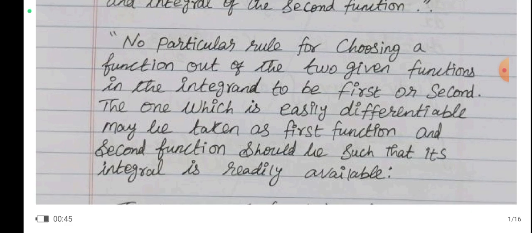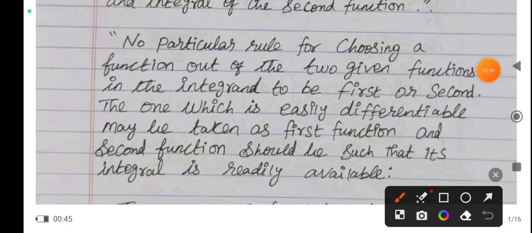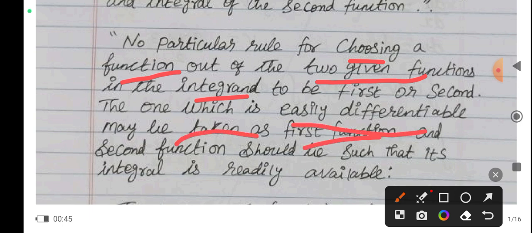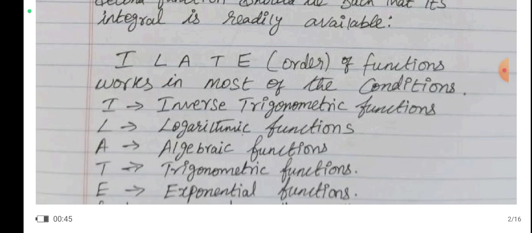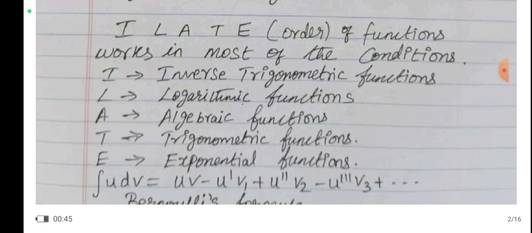Then some rules. No particular rule for choosing a function out of the two given functions, which is u, which is dv. We are not having any particular rule for the first or second. But for ease, the function which is easily differentiable should be taken as the first function, and the second function should be such that its integral is easy. That's the way they are saying, but in most conditions this works.